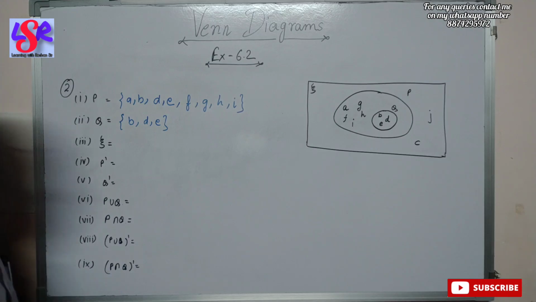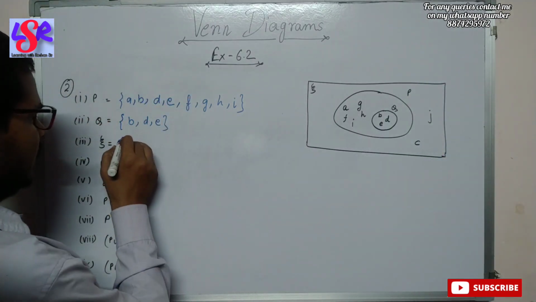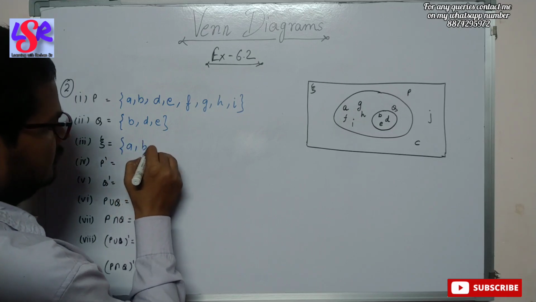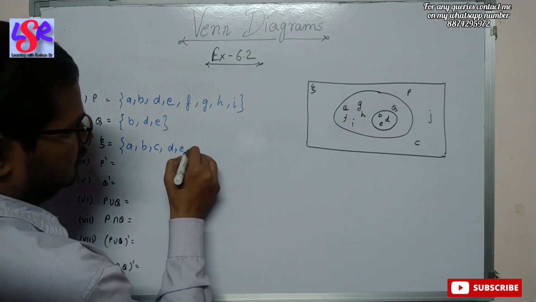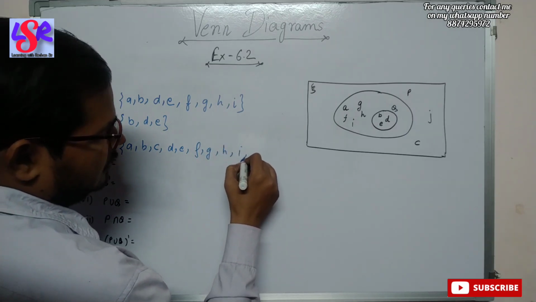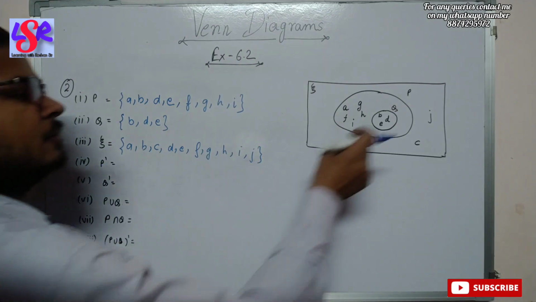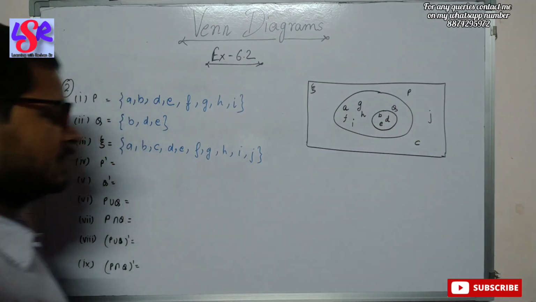Then we have the universal set. In the universal set these two elements will also be included along with P. So we have A, B, C, D, E, F, G, H, I and J. Then we have P complement. In P complement only these two elements will be considered.